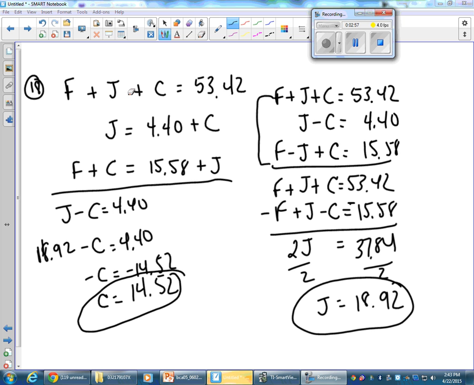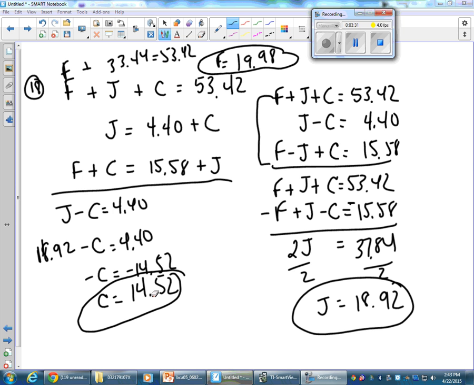The total of all three is $53.42. So take these other two, $14.52 and $18.92, and add them together. Flowers plus these two is $33.44. Has to add up to $53.42. Subtract, and that means the average spend on flowers is $19.98. So $19.98 on flowers, $18.92 on jewelry, and $14.52 on gift certificates.